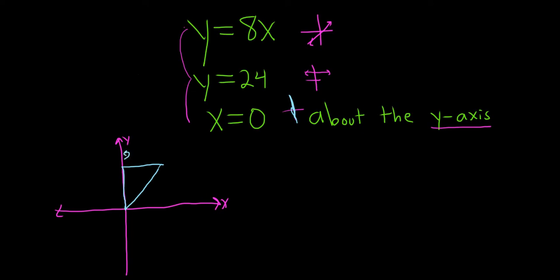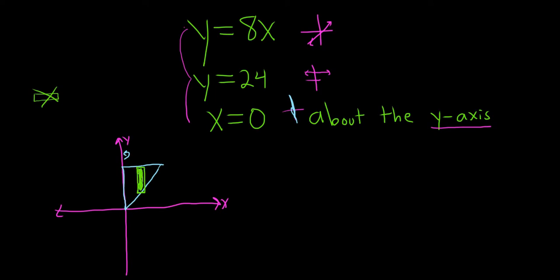Okay, in the shell method, our rectangles are always parallel to the axis of revolution. So when we draw our rectangle, it should look like this. If it was like this, we would say it's perpendicular, but that would be the disk method. So now we can identify the important things, namely h and p.